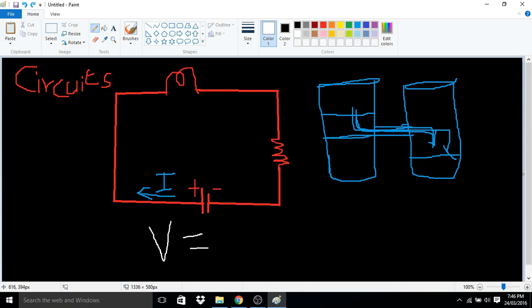Now, work done is measured in joules. If you remember, work done is measured in joules, and the unit is J. And now, what is the unit of charge? Unit of charge is coulombs, as I told you earlier. So, joule per coulomb is the unit of potential difference, and that is also known as the volt.